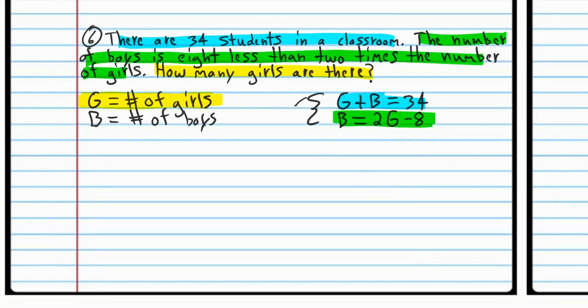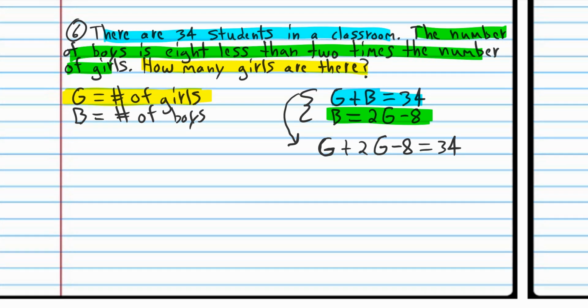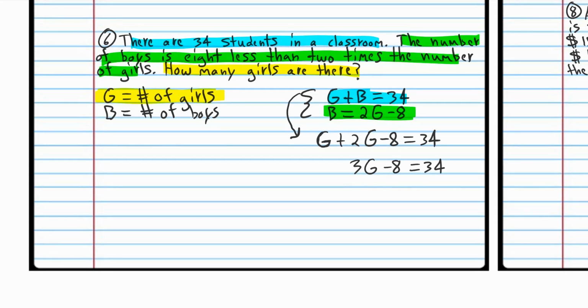So now we just solve. So we take the blue equation as usual, and we're just going to rewrite the blue equation, but instead of B, we're going to write 2G minus 8. And I'm sorry that my G's look like 6's. All right, G plus 2G is 3G. And now we have a two-step equation. Add 8 to both sides, divide both sides by 3. So the number of girls is equal to 14. So we have 14 girls.